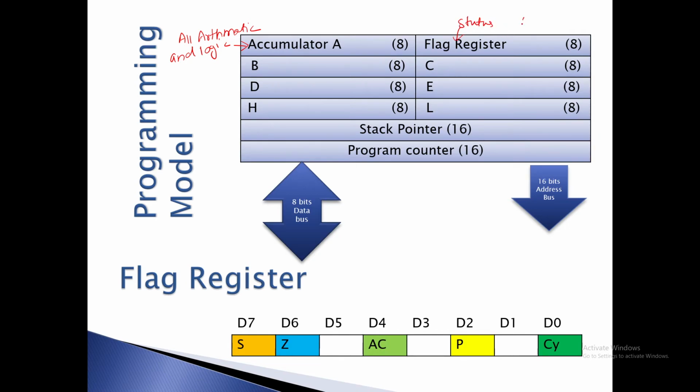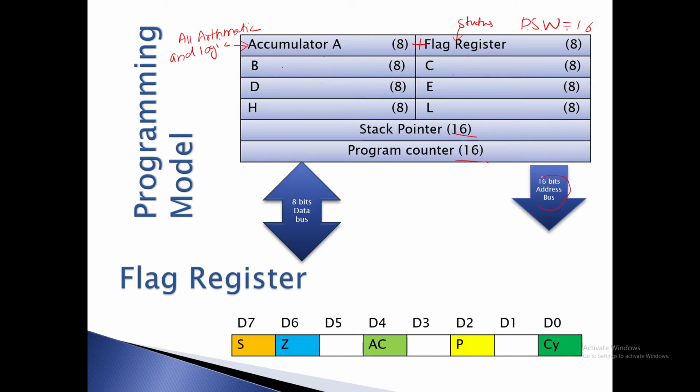The flag register shows the status of the current flags. It is also known as the PSW when worked with together: Program Status Word. Accumulator plus flag register combined is known as the program status word of 16 bits. Apart from this, we have the B, C, D, E, H, L 8-bit registers. When they are paired, they become 16-bit pairs like BC, DE, and HL. Then we have a stack pointer of 16-bit and a program counter of 16-bit.